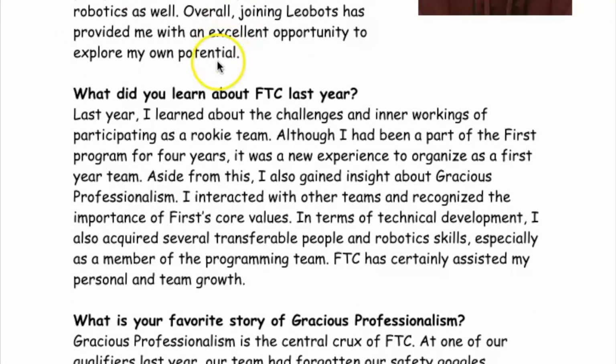Another important question is, what did you learn about FTC last year? This is going to be our second season, and we actually had a lot of hiccups and bumps along the road, but we were able to overcome them. It's important to let the judges know that you had challenges, but you worked around them and you worked as a team efficiently in order to cross that hump in the road. So that's an important question.